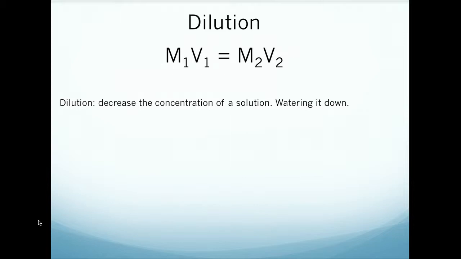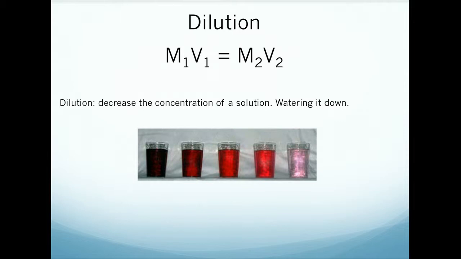So what is a dilution? Well, a dilution is decreasing the concentration of a solution, or, basically just watering it down. Okay, you've heard the term watering it down. That's making a dilution. And if we look at this picture here, we can see we start off with a very concentrated solution, and as we water it down or add water to it, it changes the concentration until finally we have a very low concentration of red in this container. So that's looking at a picture what dilution means.